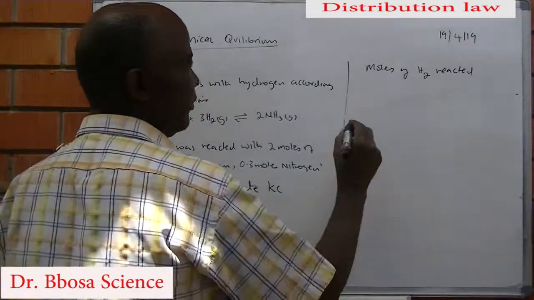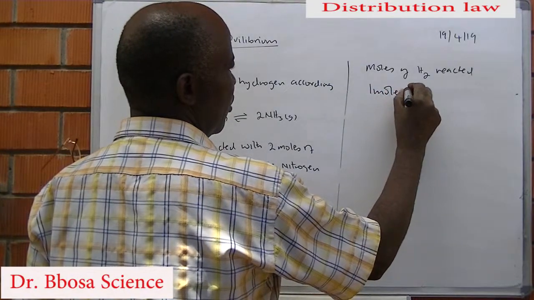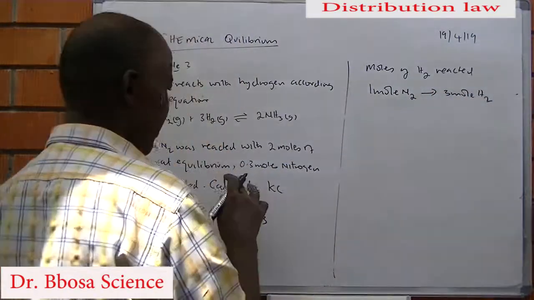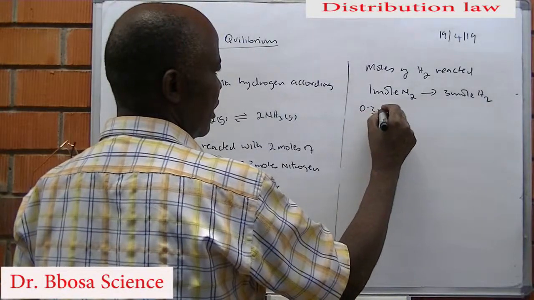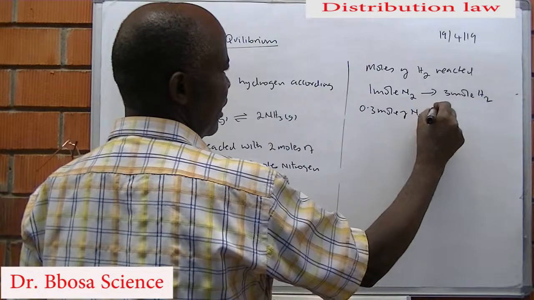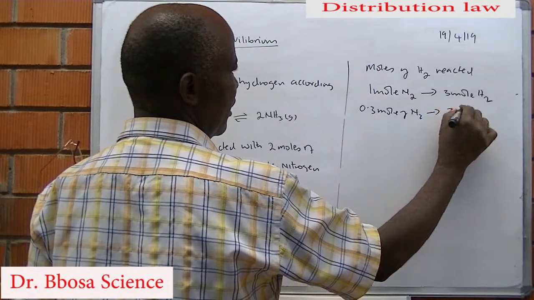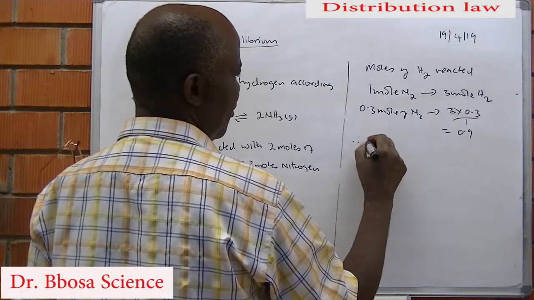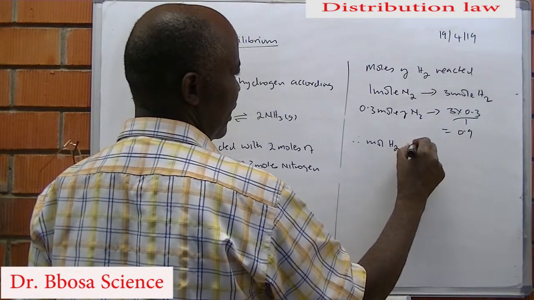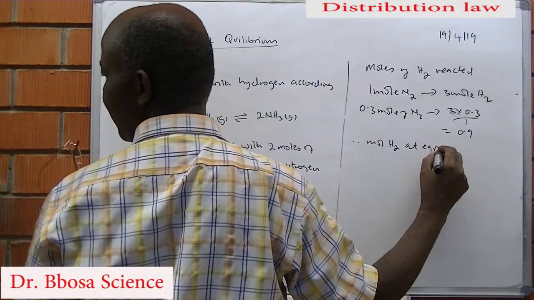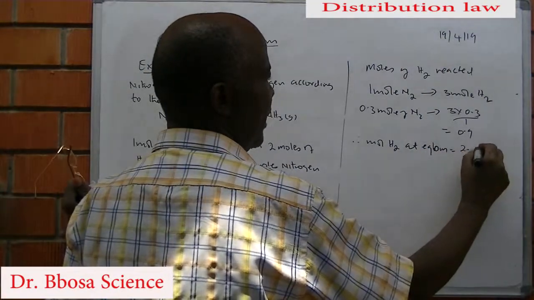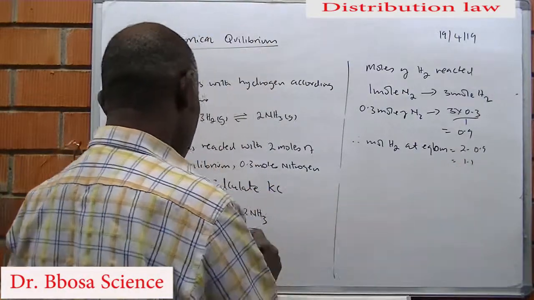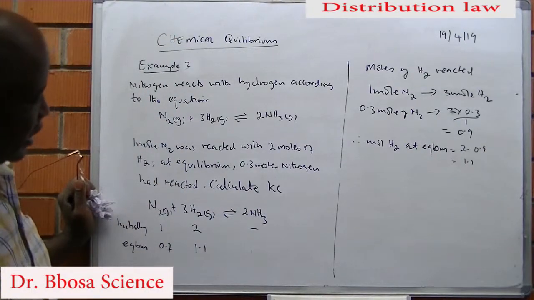From the equation, 1 mole of nitrogen reacts with 3 moles of hydrogen. 0.3 moles of nitrogen react with 3 times 0.3 over 1, which is equal to 0.9. Therefore, moles of hydrogen at equilibrium will be equal to 2 minus 0.9, which will be equal to 1.1. So 1.1 moles of hydrogen remained.